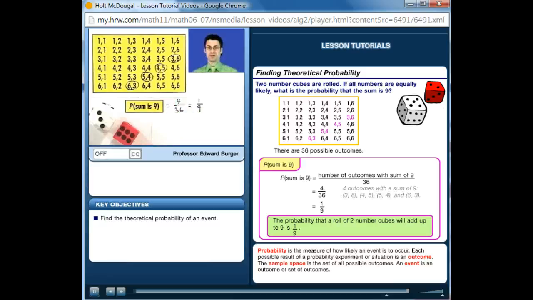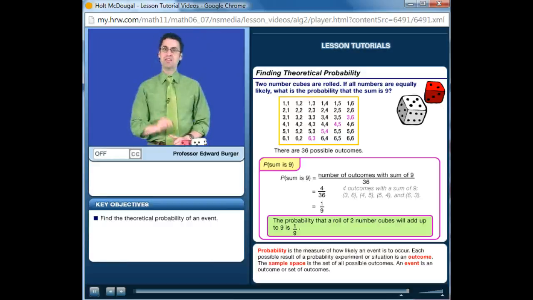1/9 is actually a very small number. So if you were to roll 2 number cubes, you would not necessarily expect the sum to equal 9, because the probability is somewhat low. And yet, of course, we think that every once in a while we should be lucky and hit it, just like I hit it right there out of the get-go. Pretty cool. Anyway, the important thing is we can find probabilities, we can associate a number to how likely something is to have happened or not.